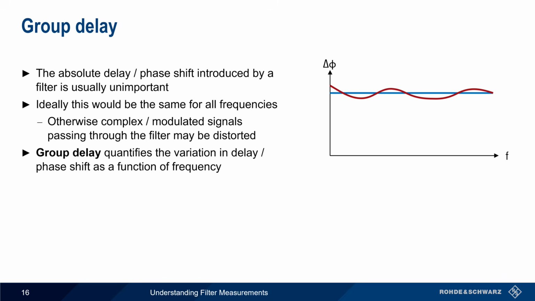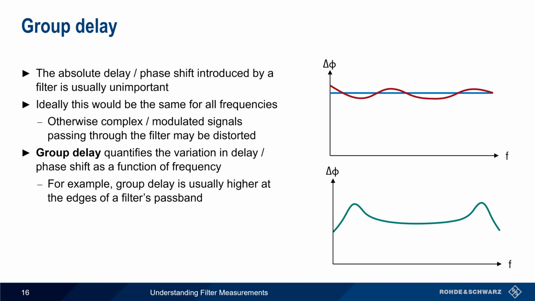Group delay is the term used to describe measuring or quantifying this delay or phase shift as a function of frequency, and is another important filter measurement. For example, if we measure the group delay of a bandpass filter, we often will see peaks in group delay near the passband edges, and in this case it might be advisable to use a filter with a passband slightly wider than the signal we wish to pass.